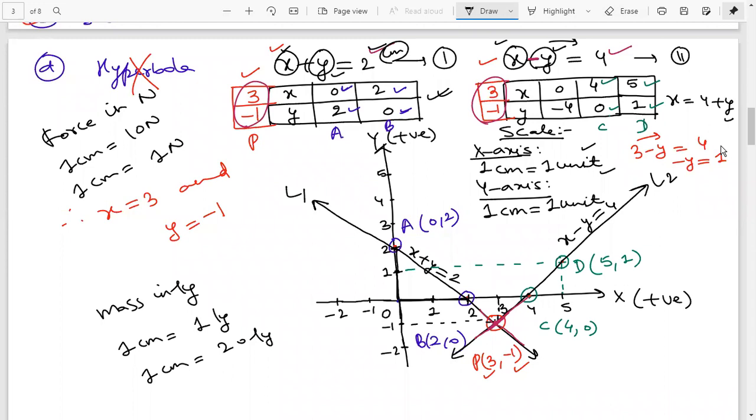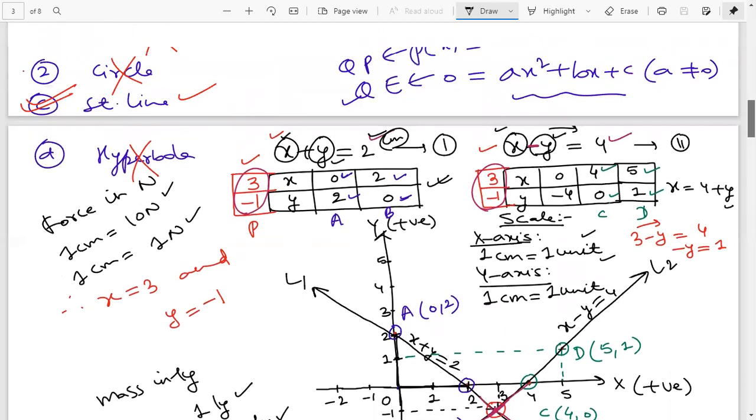Fine. Or based on the unit we can write 1 centimeter represents 1 kg, or 1 centimeter represents 20 kg, or if in the equation we have force values, so 1 centimeter representing 10 Newton, or 1 centimeter representing 1 Newton, right?